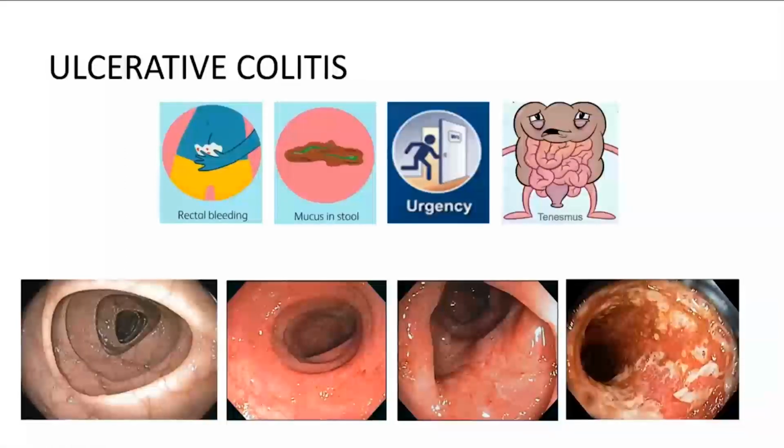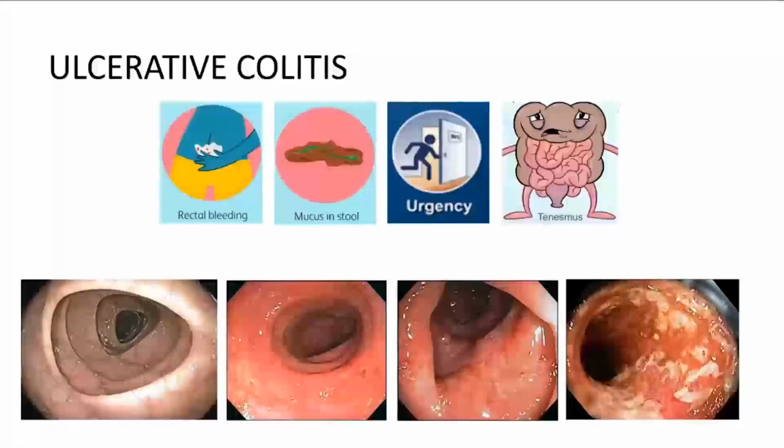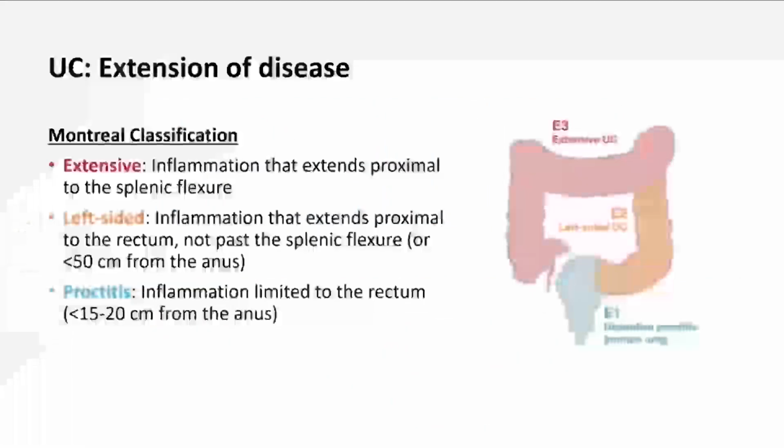You also see that the normal folds of the colon, you basically lose that, and it looks more tubular. So these are some typical pictures of a patient with ulcerative colitis. So we're going to talk a little bit more about ulcerative colitis first, and then we're going to talk about Crohn's.